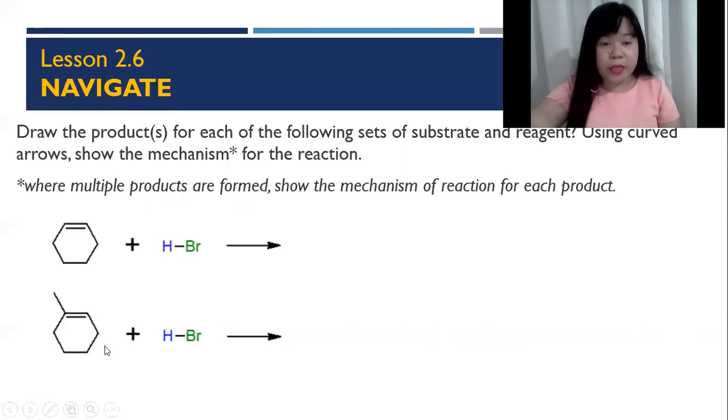For the second process, there's a possibility of having two products. Initially, hydrogen can possibly attach to this carbon or to this carbon. Depending on where the hydrogen moiety attaches first, it would result in bromine attaching to either this carbon or this carbon as well. So we're going to have two possible products for this.